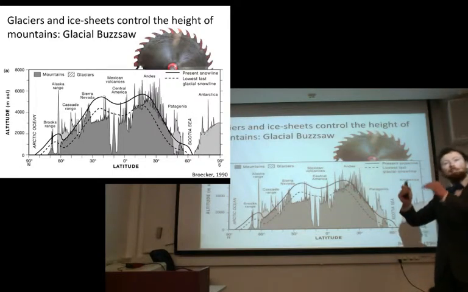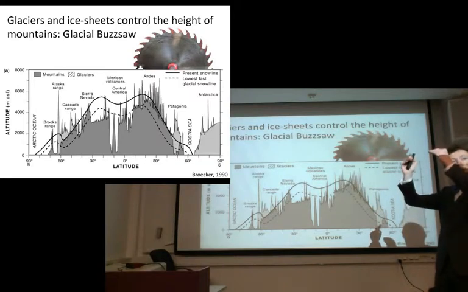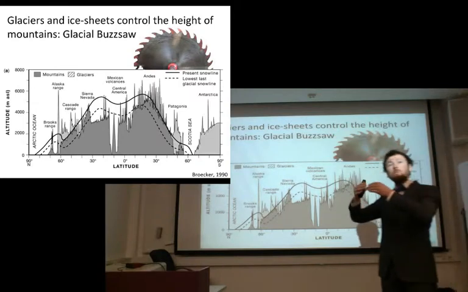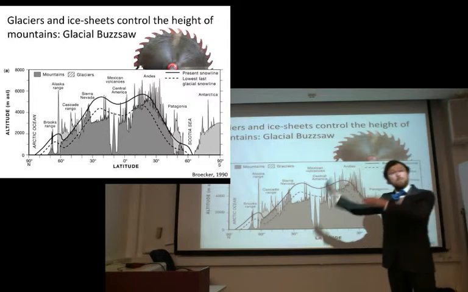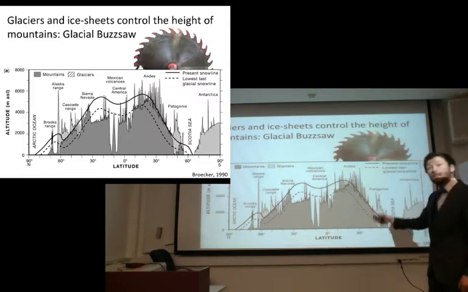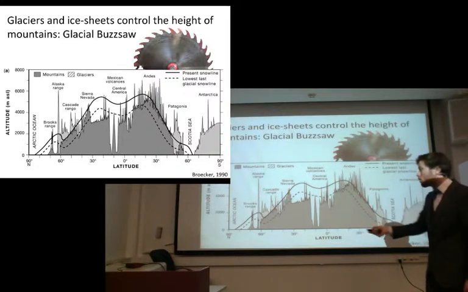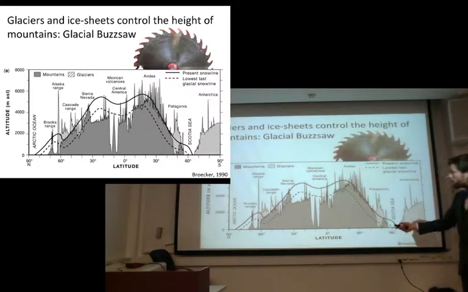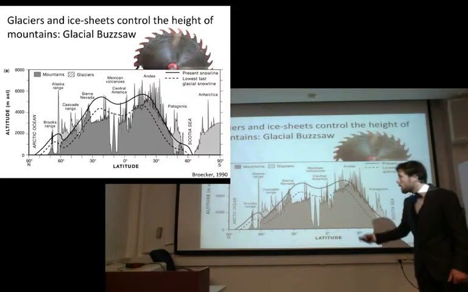The snow line elevation, where precipitation transforms from liquid to solid, is controlled by latitude and also by elevation. As you go higher, it's colder. As you go further north, it's also colder. And this line seems to follow the maximum height of the peaks.